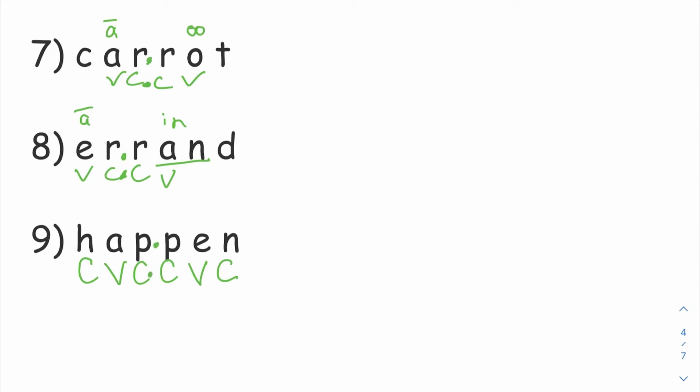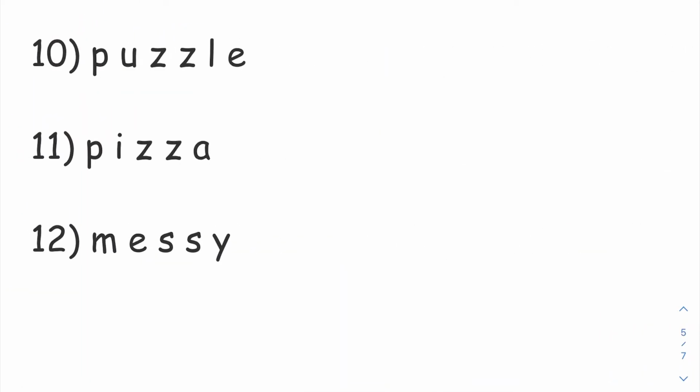We'll divide between our consonants. Consonant, vowel, consonant, mark it with the breve. Consonant, vowel, consonant, mark it with the breve. My first syllable, hap. Second syllable, pen. All together, happen. We'll keep rolling here. Consonant, vowel, consonant.